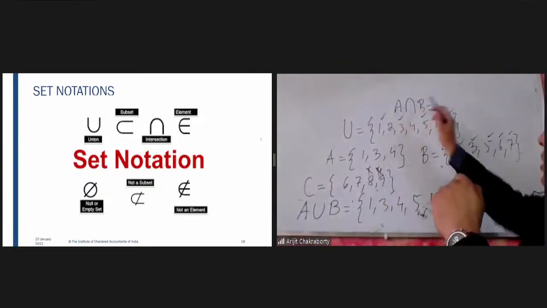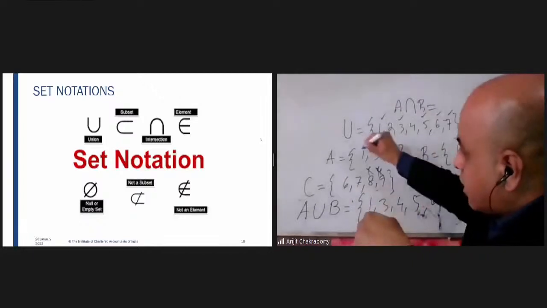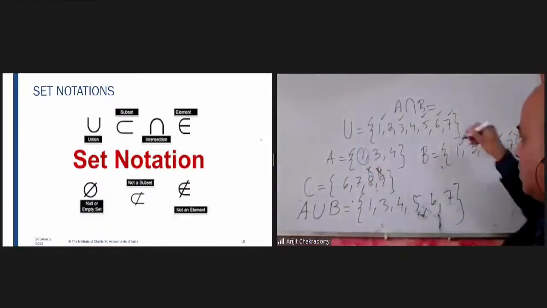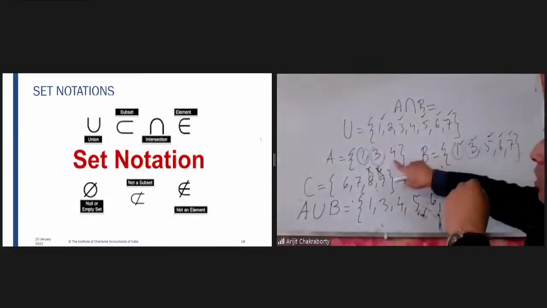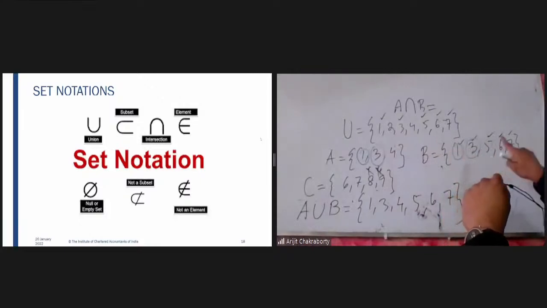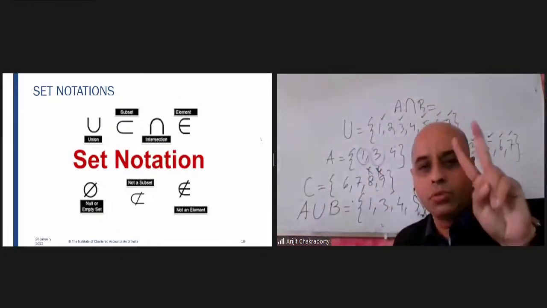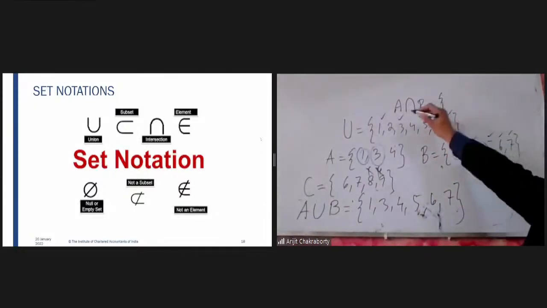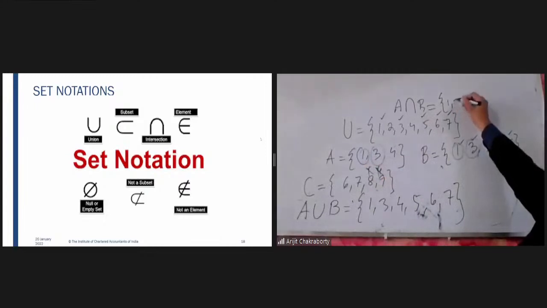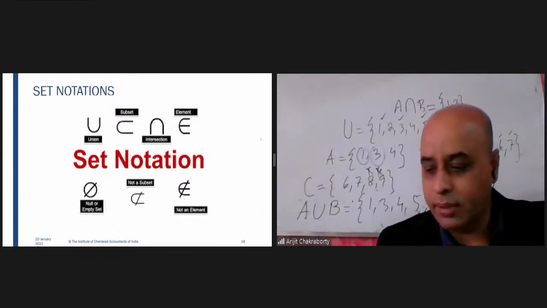So let me find out A intersection B. What are the common elements in A and B? 1, I'm circling with blue. 1 and 1 common. 3 is also common. 3 and 3 common. But 4 is not there in B. Similarly, 5, 6 and 7 are there in B but not there in A. So I'm getting only 2 elements, and therefore A intersection B is nothing but 1 and 3. I think you are clear with this. We took a very simple example and we are able to find A intersection B as 1 and 3.